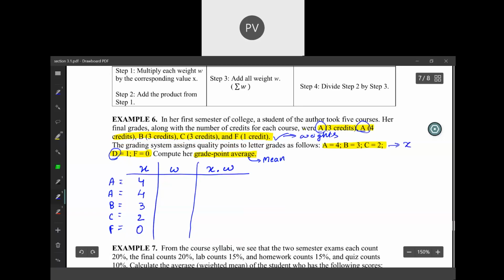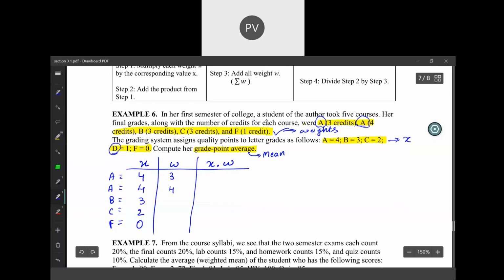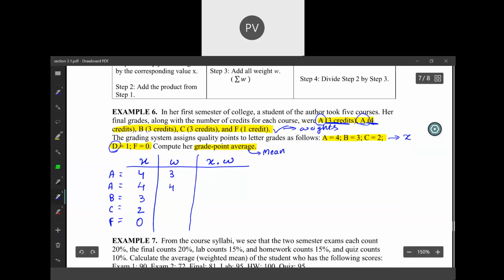Now what is the weight? It is the credits. A with 4 credits, so I'm writing 4 here. B as 3 credits. C as 3 credits. F has 1 credit.